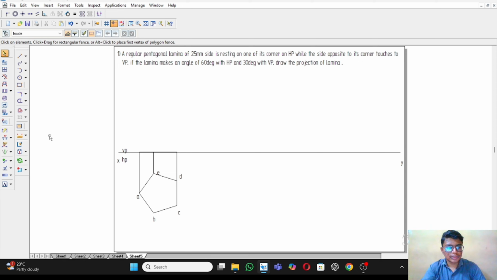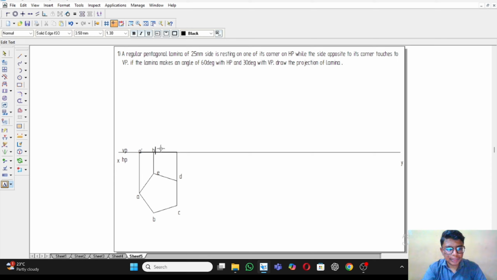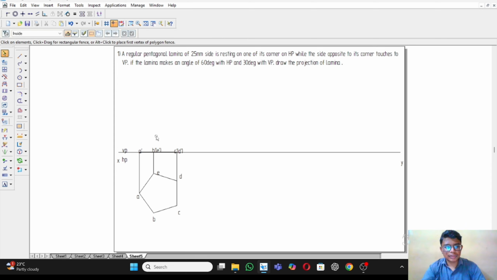Now, this part is A dash, and down we can see B dash, while E is not visible. So we will take in bracket E dash. Then this is C dash and in bracket D dash. That's our naming of the first projection.